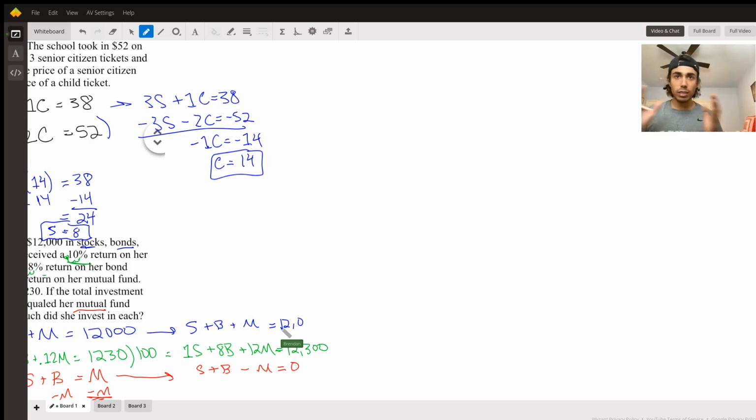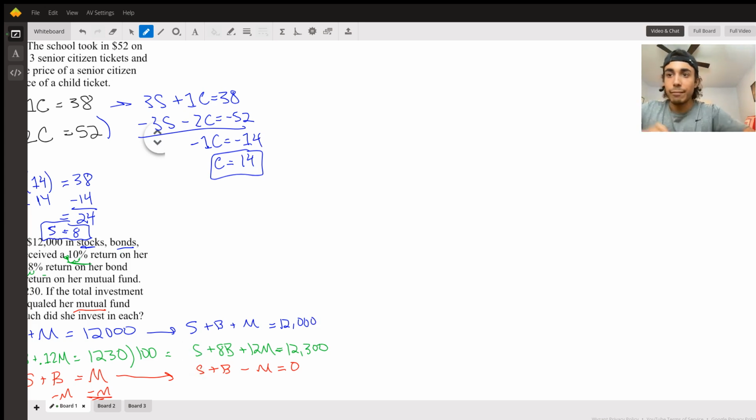All right, so see what we did there, right? We multiplied the second one through by 100 to get rid of the decimals. And then on the third one, we subtracted that m because we want to get all your variables on the same side of that equation. All right, now we're ready to do some elimination. All right, so let's see what we've got.